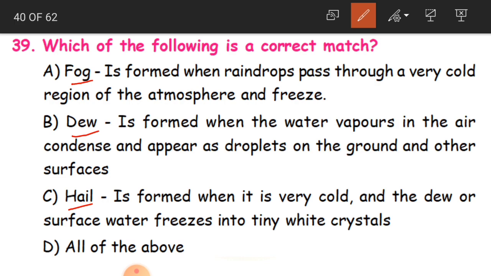So which one is correct here is the B option, that is dew. So dew is formed when the water vapor in the air cools and condenses, so it appears as droplets on the ground and other surfaces. You can see it even on the plants, like small water droplets. Okay, so that is the dew. Okay, clear children?